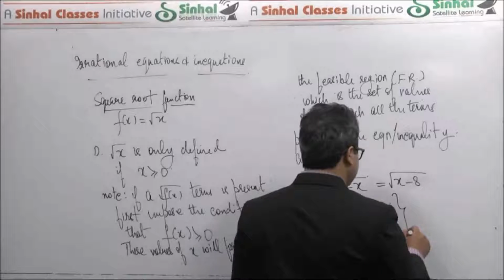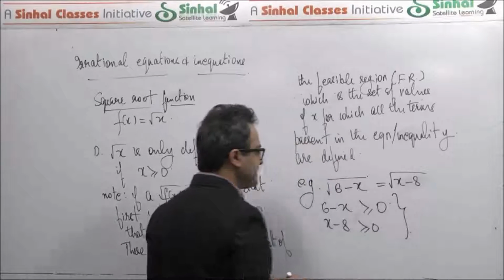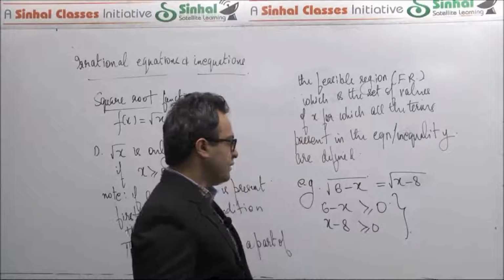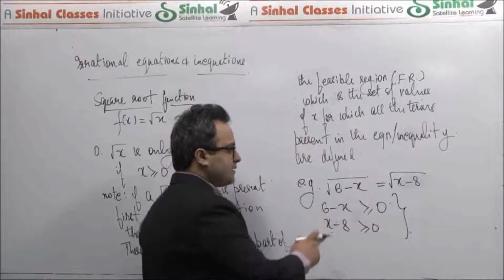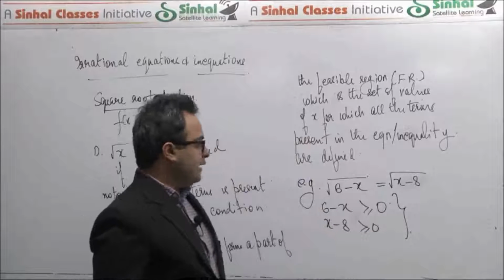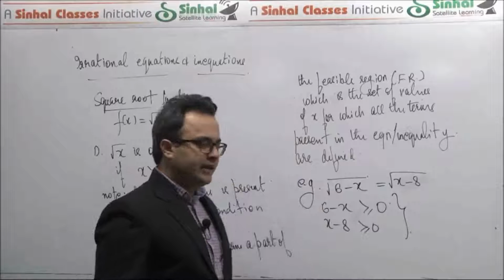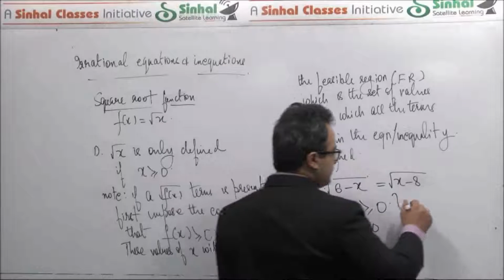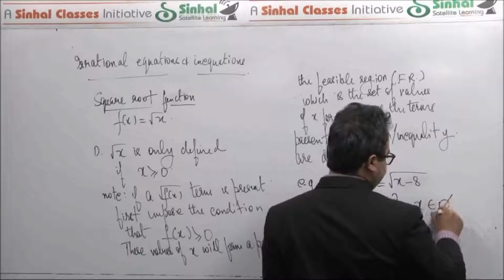This effectively gives our feasible region as being a null set, because obviously both the conditions cannot be true. Over here we are saying that x must be less than or equal to 6, and over here we are saying that x must be greater than or equal to 8. So the intersection of these two sets itself is a null set.